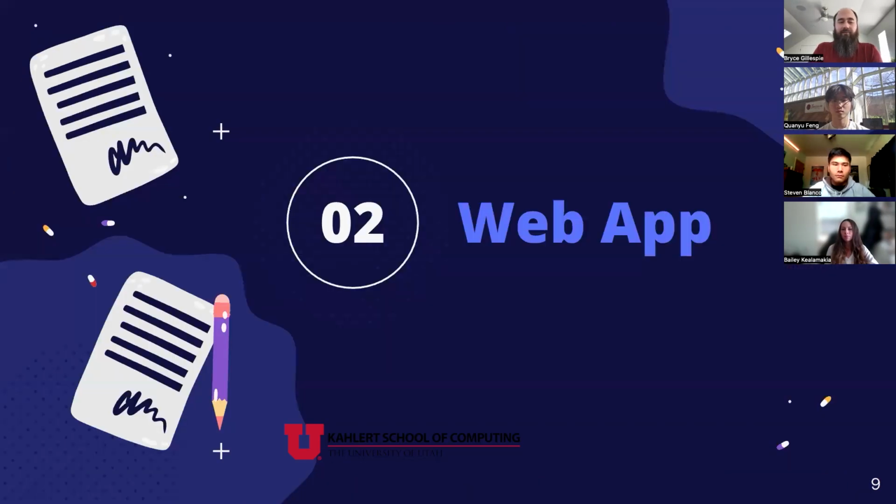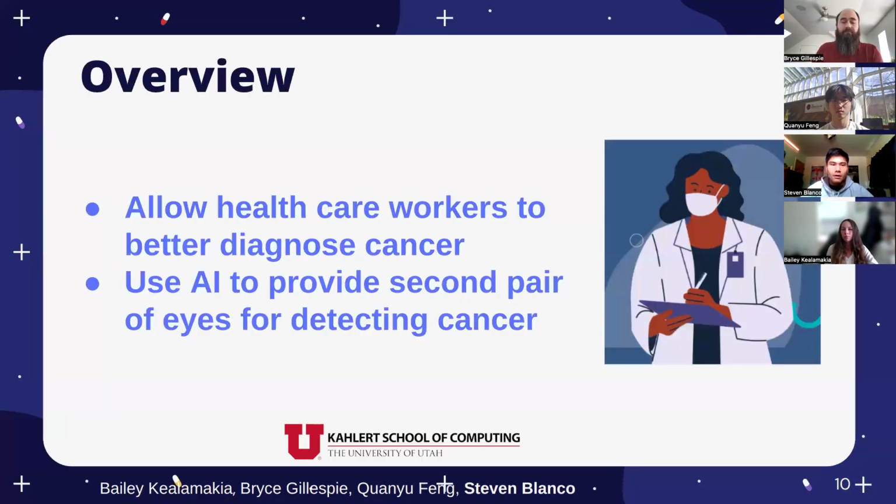And Stephen is going to walk through our web application. Okay. So just a quick overview of what our web app is trying to do. We're trying to allow healthcare workers to better diagnose cancer. They can view up to 200 X-rays a day, which is about one X-ray every 2.4 minutes for an 8-hour shift. You can just imagine them getting tired and fatigued and not being able to diagnose as well as they would otherwise. So we're providing an AI to help catch some of those mistakes.